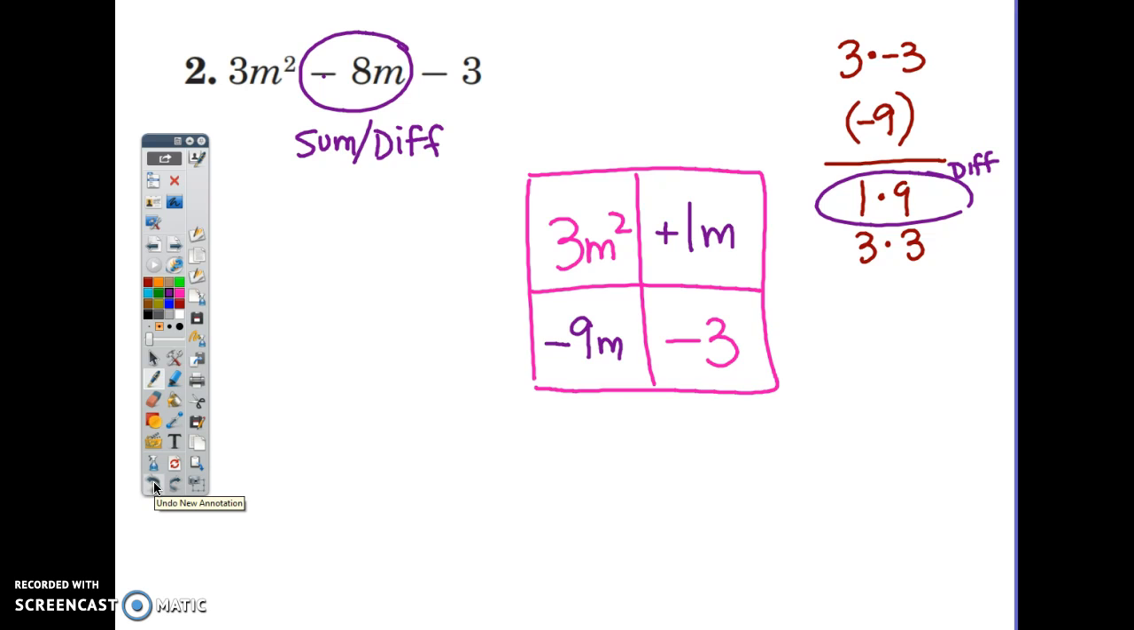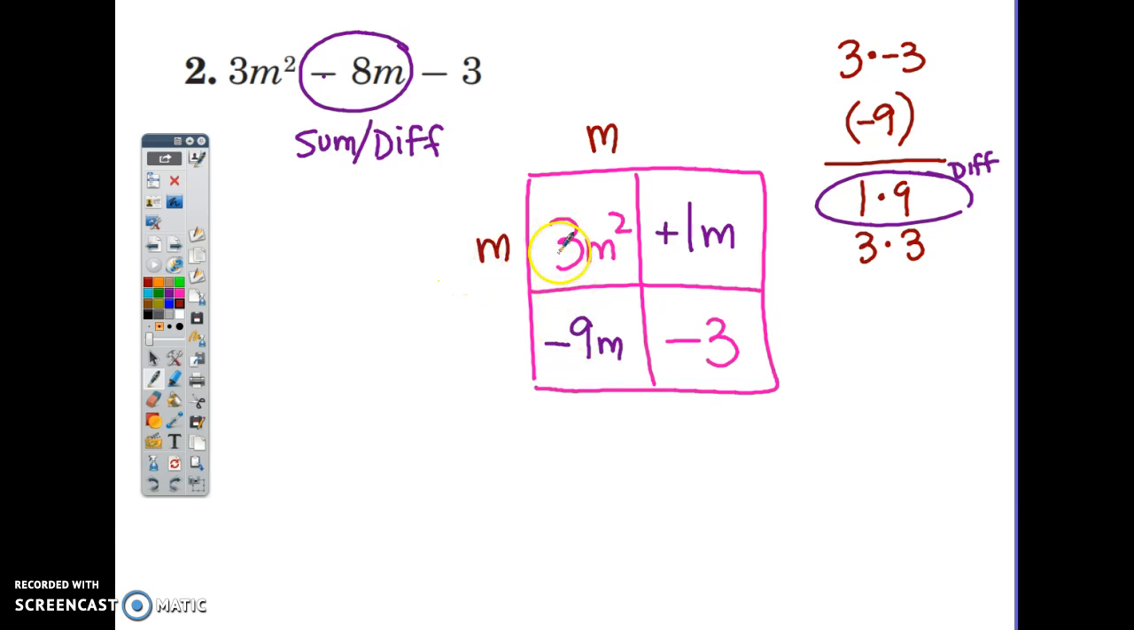Now the harder stuff, the outside. I know that it's going to be m times m, because m times m is m squared. But I have to worry about this 3. So I have to ask myself, what can both of these numbers be divided by? Both of these can be divided by 1. This one cannot be divided by 3, only this one. So this one would be my 1, my invisible 1.